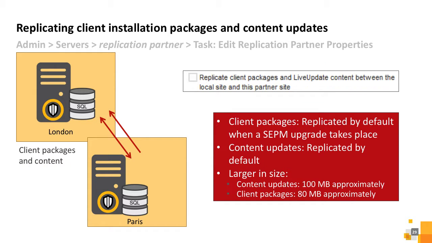When you configure a replication schedule, client installation packages and content updates are selected for replication by default. This data only replicates in both directions. One thing to consider is that content updates and client installation packages are the largest data types to replicate. Typically, unless you are in the middle of a rollout, client installation packages are infrequently updated.